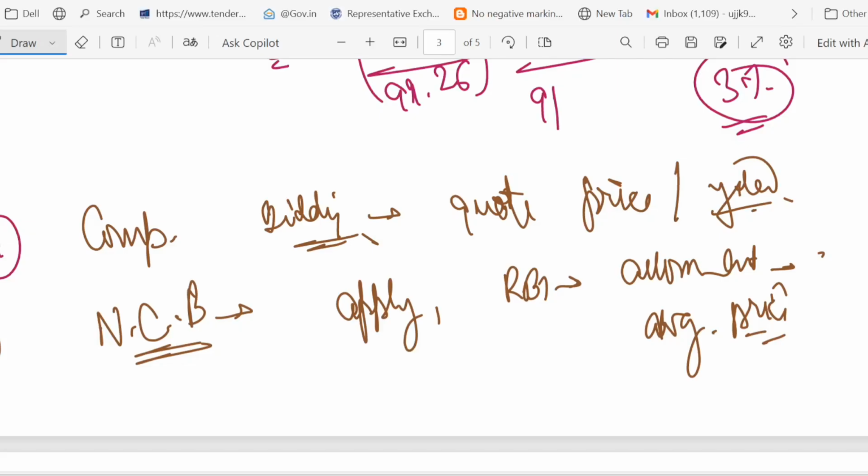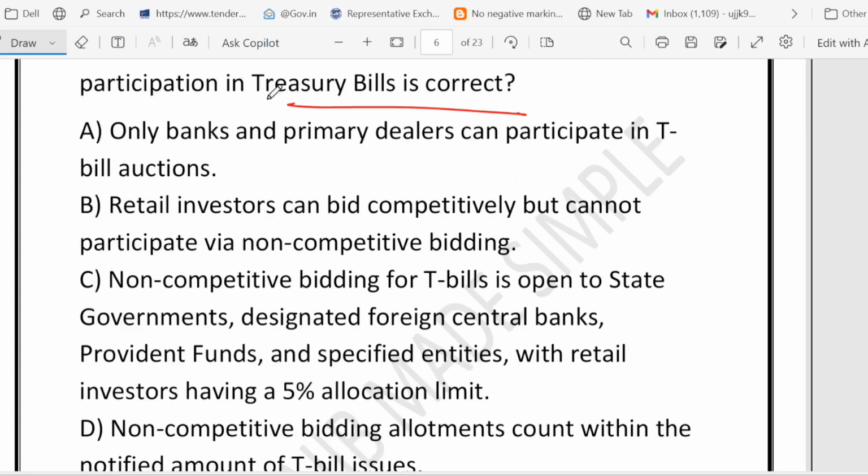So in competitive bidding, the participant quotes their price or yield. But in non-competitive bidding, the participant just applies and RBI gives them allotment at the average price decided in the auction. So that's the difference. Now let's look at the options. Option C explained it correctly. Option A is wrong because not just bank and primary dealer, even individuals can also invest. It is saying only bank and primary dealer. No, individuals can also invest.